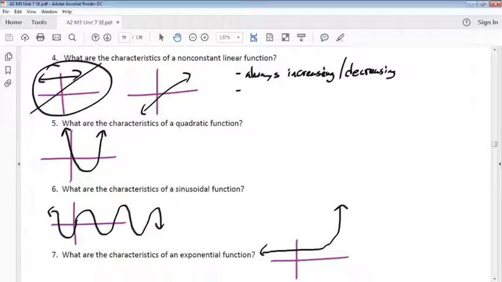A linear function increases or decreases consistently. Like it doesn't change its steepness. Whatever steepness it is, it stays the same. So I'm going to say consistent steepness.